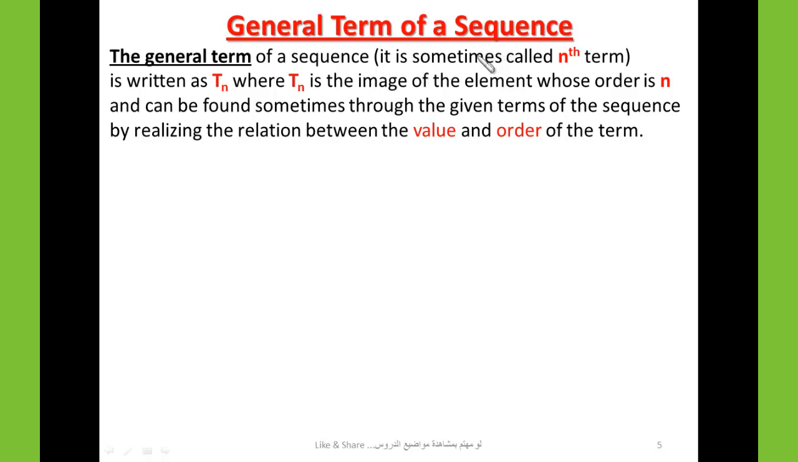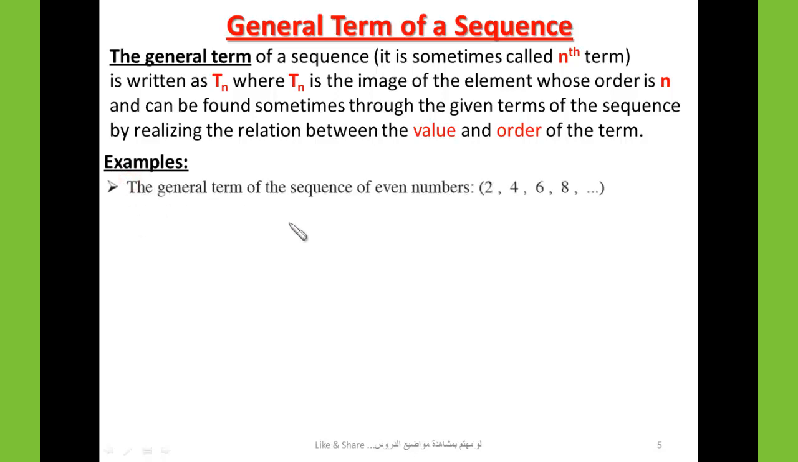General term of a sequence. The general term of a sequence, sometimes called the nth term, is written as Tn, where Tn is the image of the element whose order is n, and can be found sometimes through the given terms of the sequence by realizing the relation between the value and the order of the term. Now we will take an example to explain this.